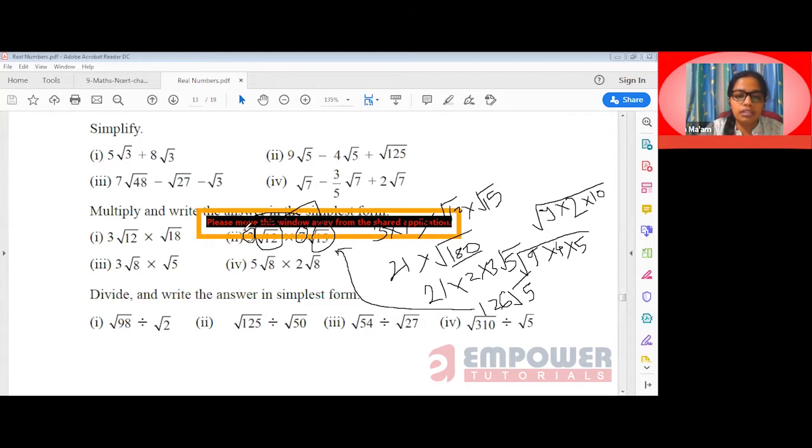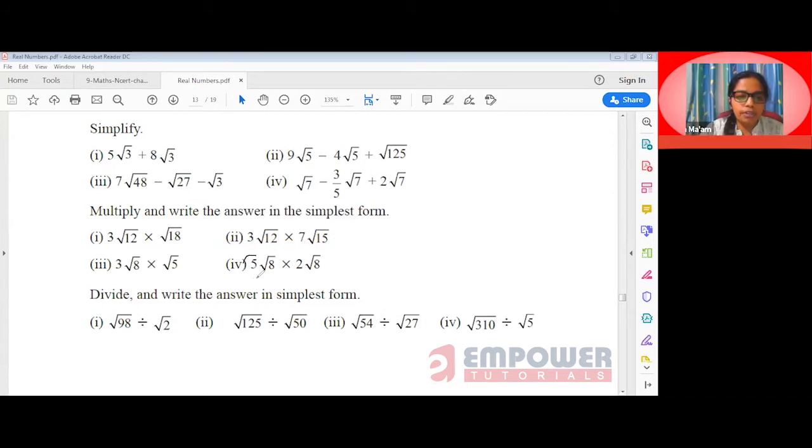Got it? Yes, ma'am. Thank you, ma'am. Welcome. What you have to do is you have to multiply two rational numbers first and two irrational numbers. So here also 5 into 2 will be how much? 10 into root 8 into root 8 will be 8, right? So this is the rationalizing factor. So this will be equal to 80.